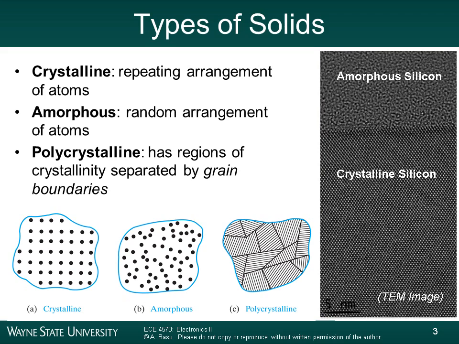But the challenge is that crystalline silicon is a little bit harder to make than amorphous silicon. We'll talk a little bit about how crystalline silicon is made. All the processes have to be done in a very controlled manner as well in order to maintain the repeatable properties.